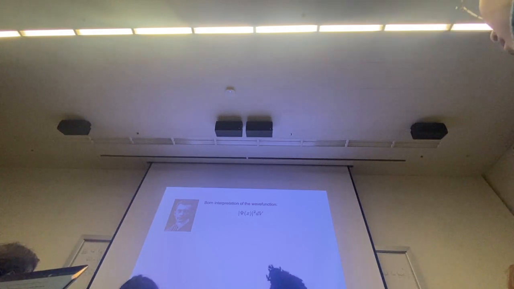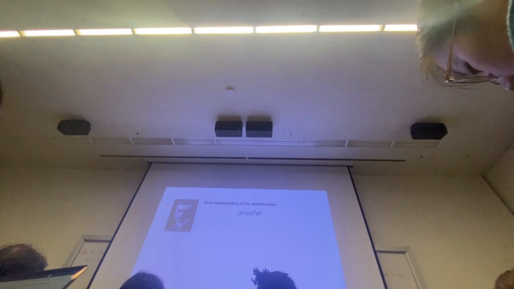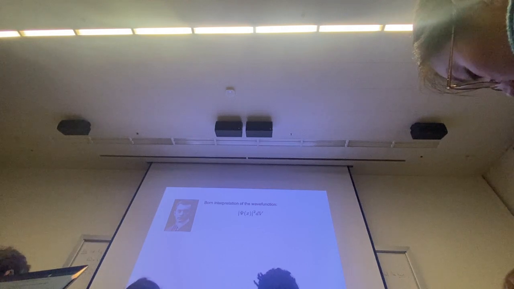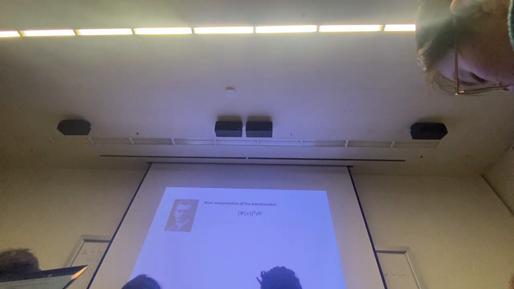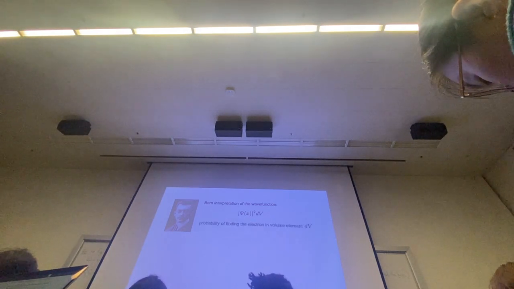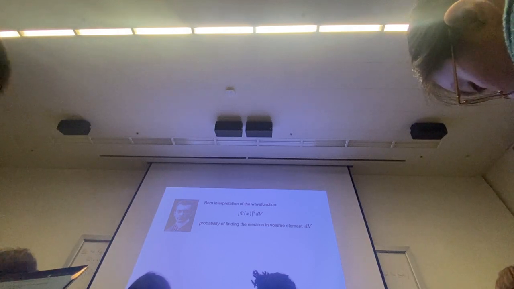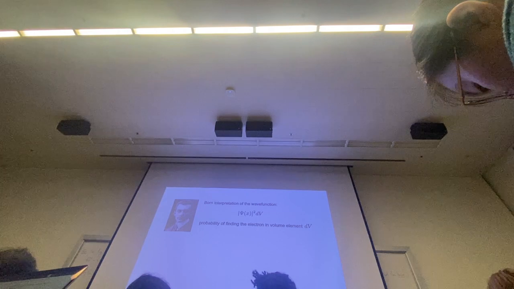But there's something else that we can say about the physical meaning of this wave function. And that was provided by this handsome young man. This is Max Born, by the way. He says that this expression, the modulus squared of the wave function times dV, where dV is a very tiny volume element, is the probability of finding the electron in that tiny volume. In other words, the modulus squared of the wave function is a so-called probability density.